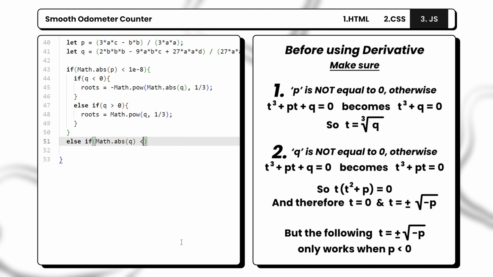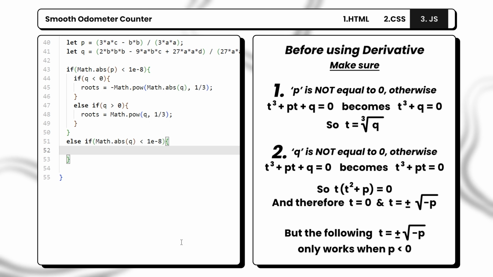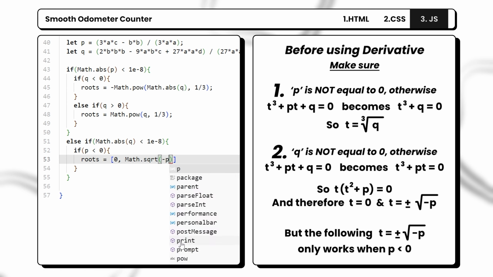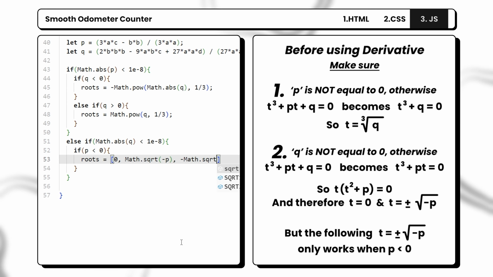And next, if q is equal to 0, we get the roots to be equal to 0 and the plus and minus square root of minus p. However, the square root of a negative number would give an imaginary number, so to avoid that, we check if p is less than 0, otherwise we only get the root 0.